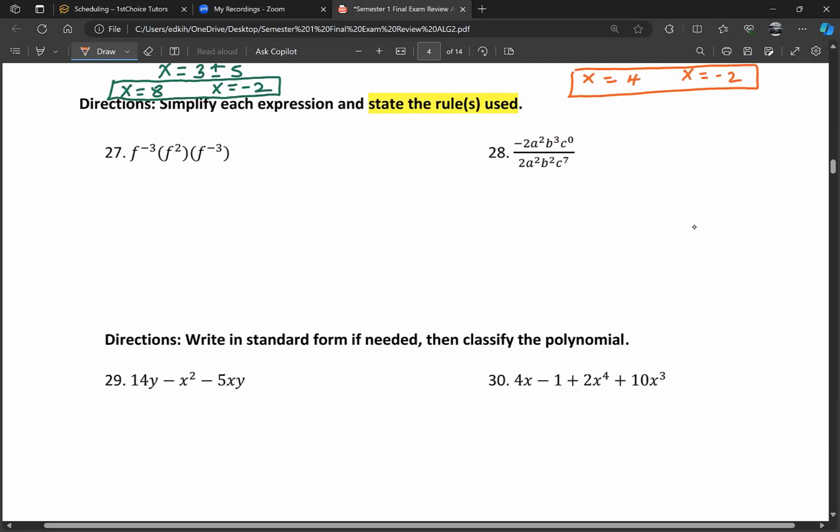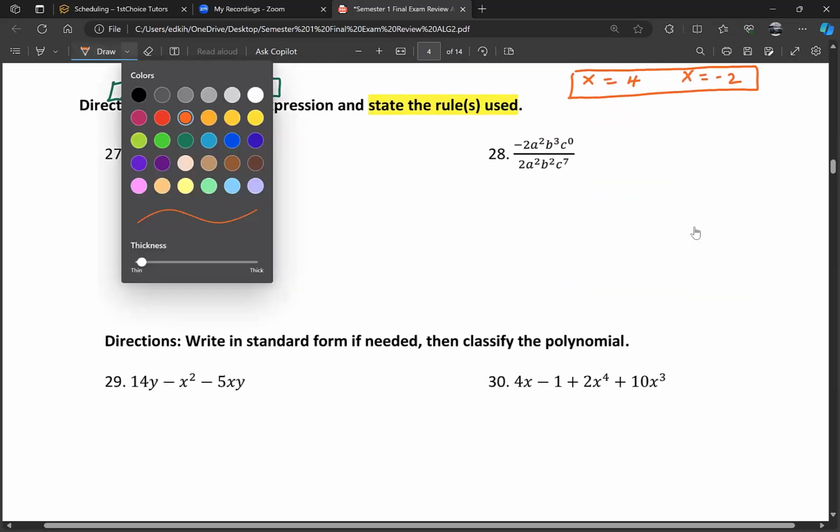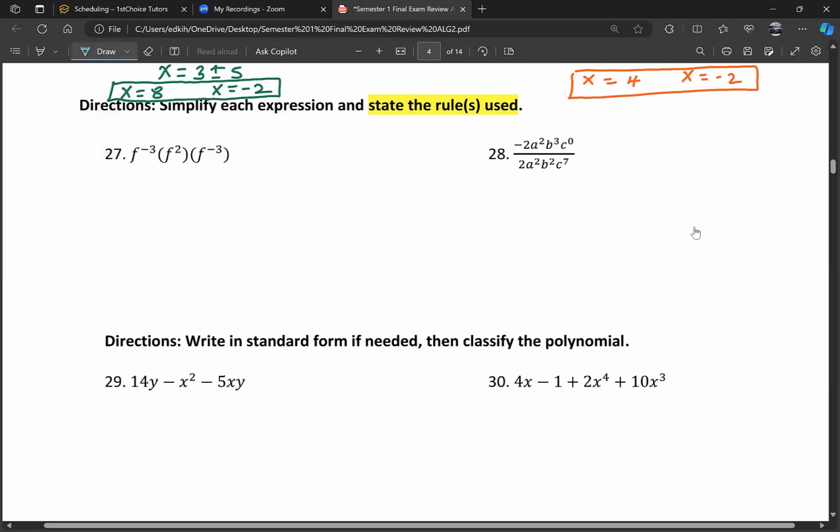So moving on to the next concept. Here, it's simplifying exponents. So we need exponent rules. It says simplify each expression and state the rule used or rules used.